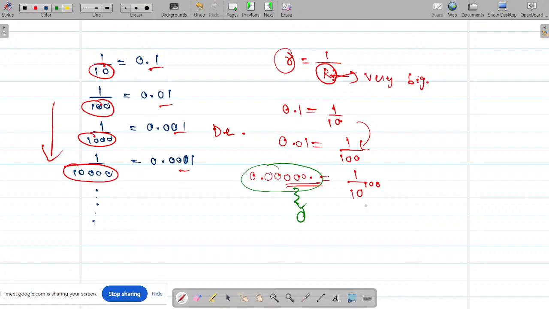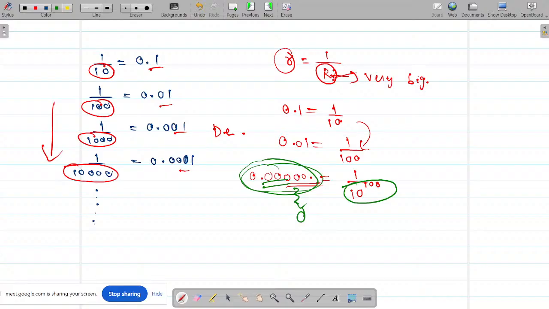Please try to get my point. When this happens to be a very, very big number, then this overall r will become a very, very small number, so small that it is closer to 0. If you round off to 2 decimal places, you say 0. If you round off to 4 decimal places, you say 0. If you round off to 100 decimal places, you say 0 only, because after that only 1 comes.